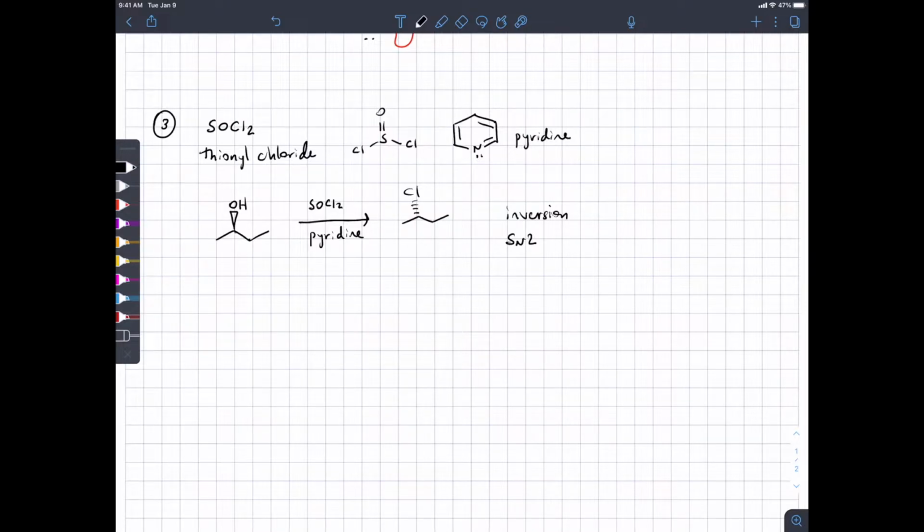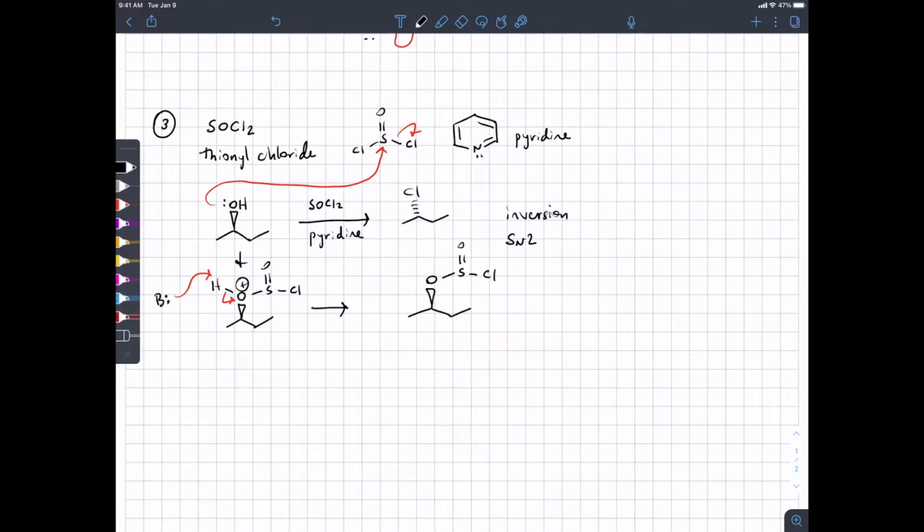I will show you the mechanism here, though just for your information, I don't intend to ask you questions about this on the exam. Oxygen attacks sulfur and chloro leaves. At this stage, because you have a base present, that's the pyridine, it probably removes this proton. Acid-base chemistry is fast when it can occur. Oops, missing a carbon. Do I expect you to know that? No, I do not. I am simply showing you what happens for your information.